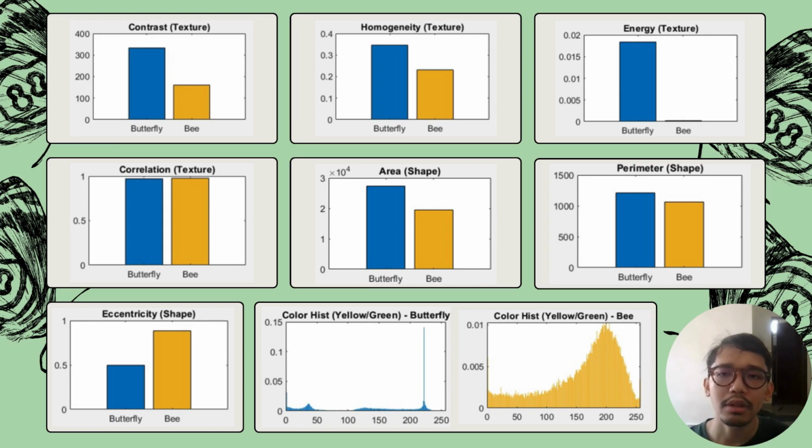Now for the second part, we have the area, perimeter, and eccentricity histograms. The area and perimeter for butterflies are higher because butterflies have bigger wings compared to bees. The eccentricity value of bees is higher because of their long body shape. Lastly, the color histogram represents yellow or green color. Bees have a higher value, indicating that the main color of bees is yellow.